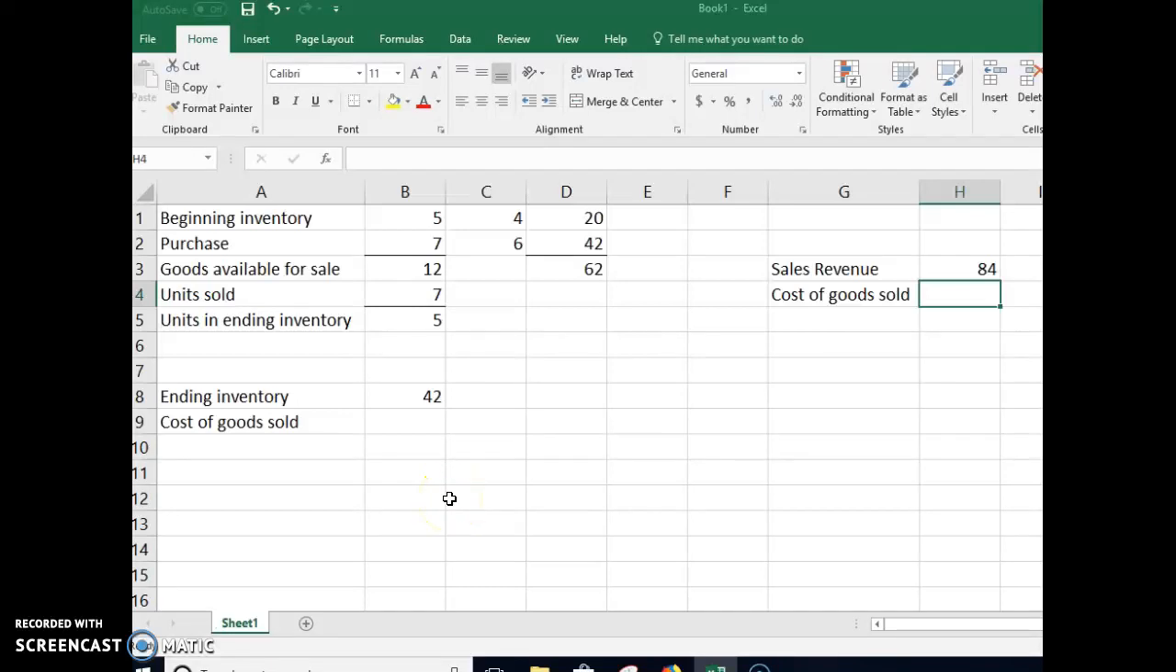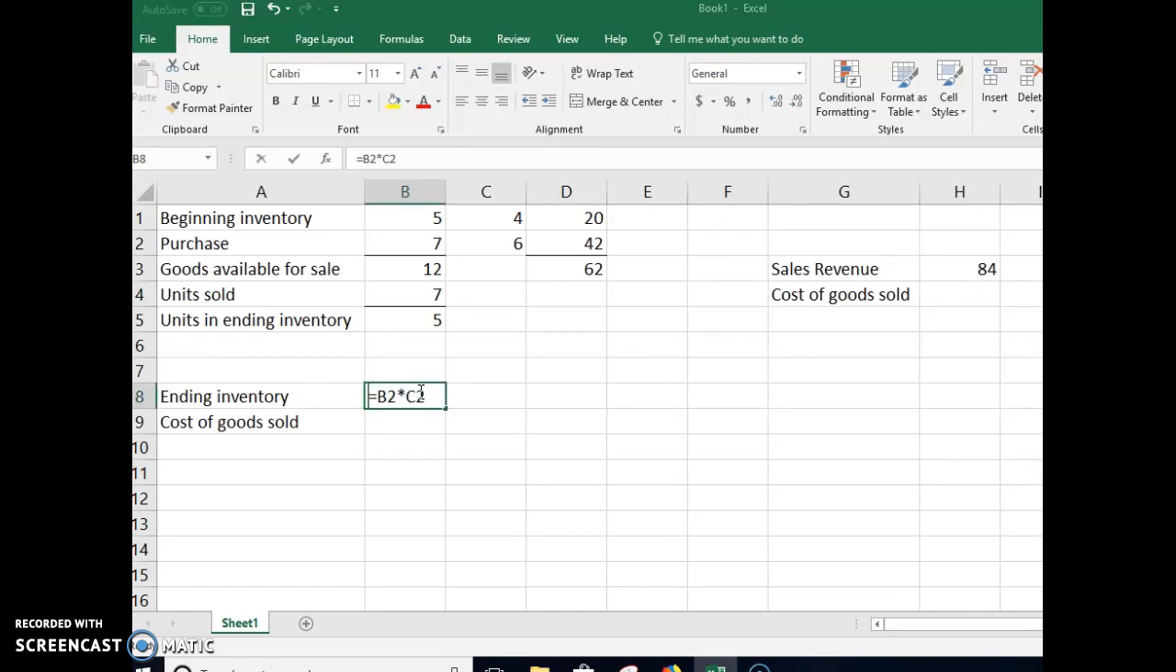Okay, so what I mean by using cell references is instead of typing in numbers, I want you to click on the cell that has the number you want to use. So for instance, here's our goods available for sale. We sold 7 units. We've got 5 units in ending inventory. We were under FIFO. Well, actually, this would be wrong if we were under FIFO.